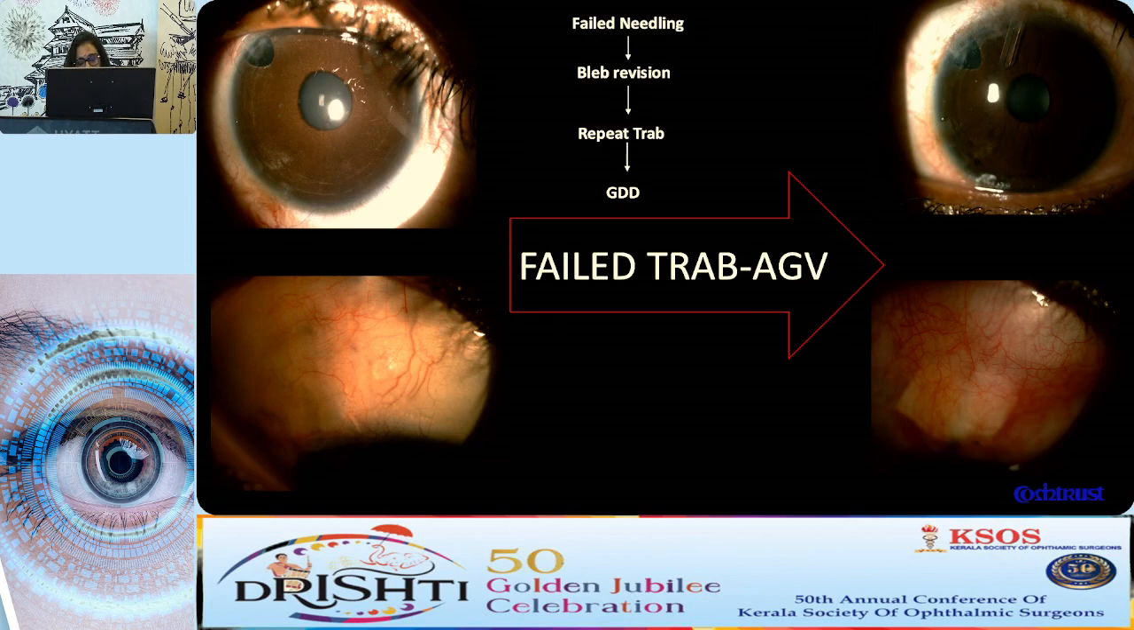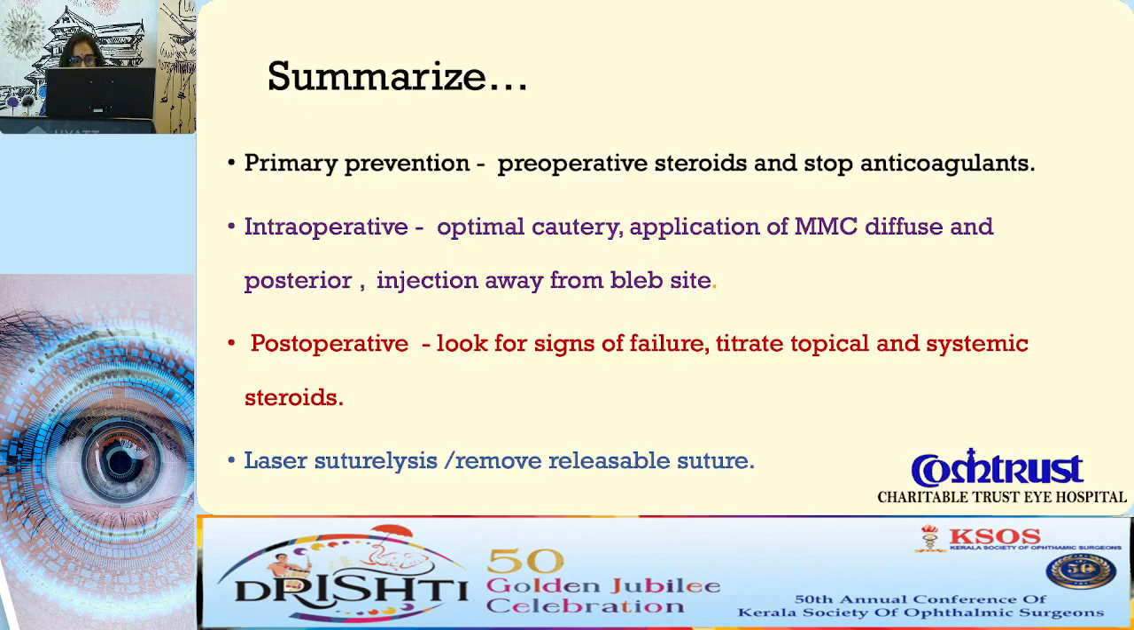So when you have done the needling and again it goes into failure, you have no other option but to go for a repeat trab. And in some cases, like silicone oil causing fibrosis and failure of the bleb, you will have to resort to tubes, glaucoma drainage devices. To summarize, primary prevention: preoperative steroids and stop anticoagulants.